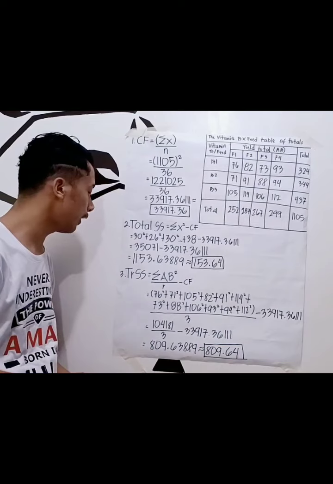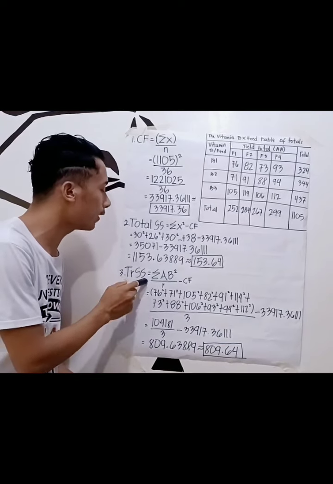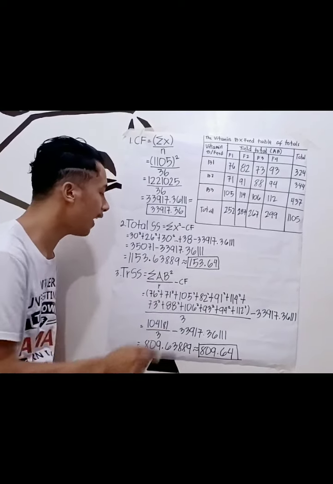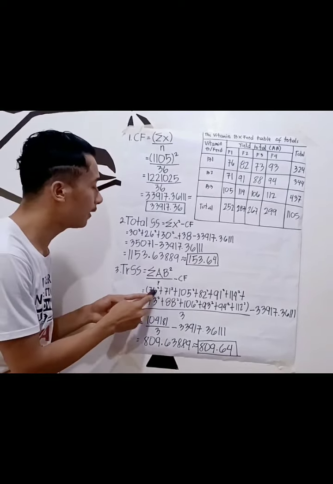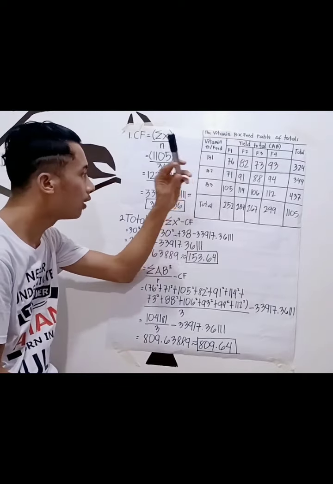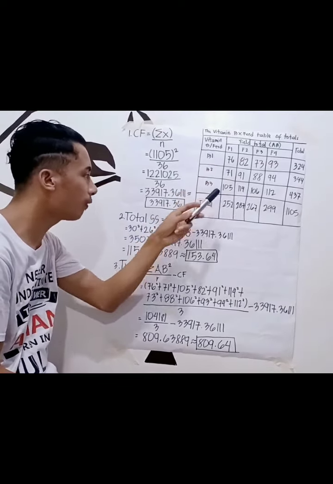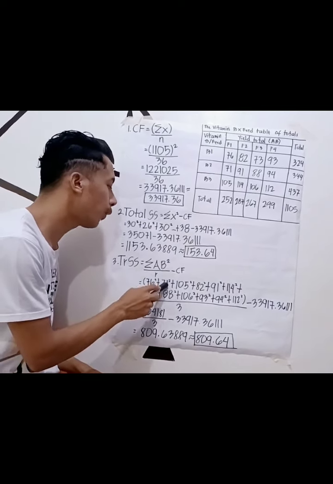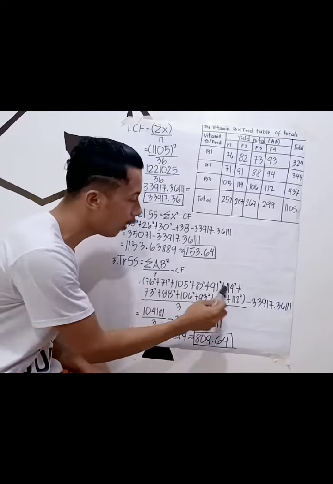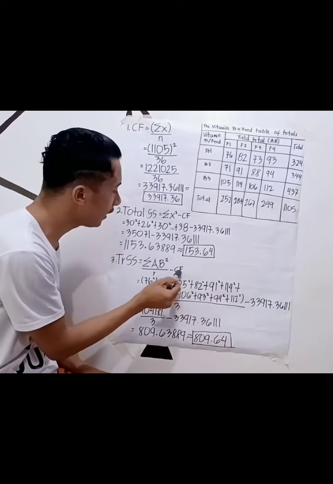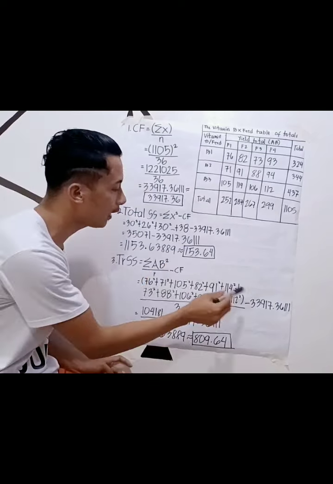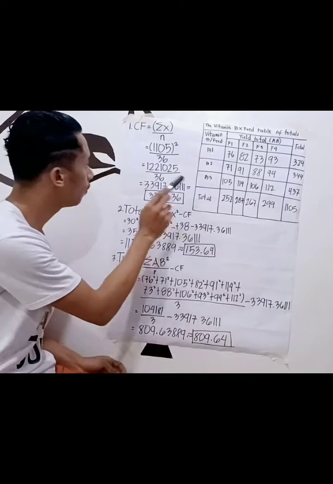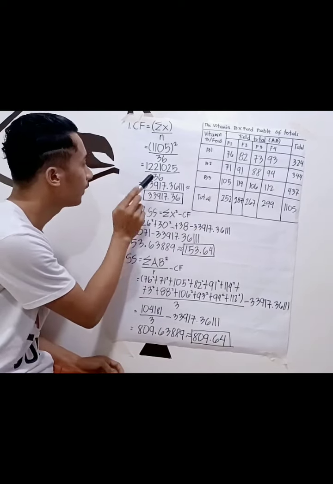So let us proceed to our TRSS equals summation of EB squared divided by R minus CF. So amin na kung 76 naradiri. So 76, 71, 105. So muna siya 76 squared plus 71 squared plus 105 squared and so on. Atong i-minus dayon ang CF. Kaya ang result man sa atong CF is 33917.36111.